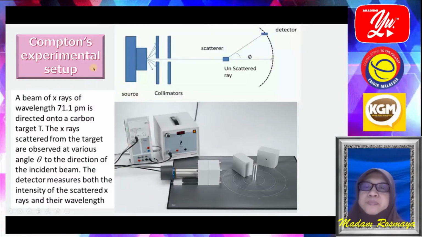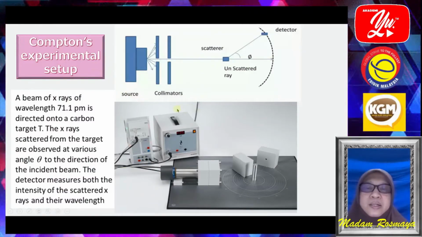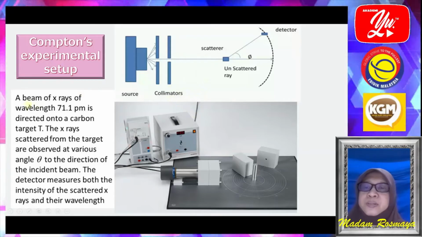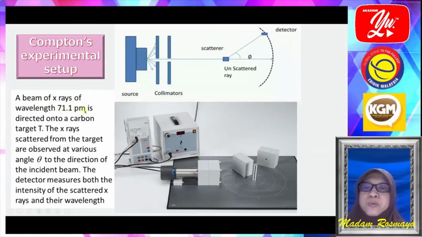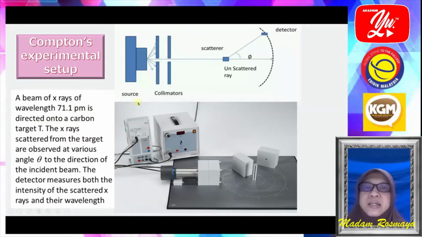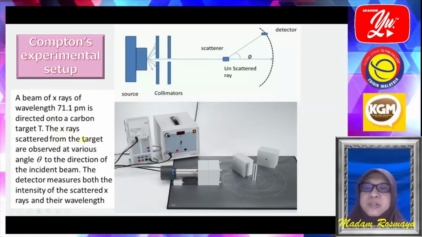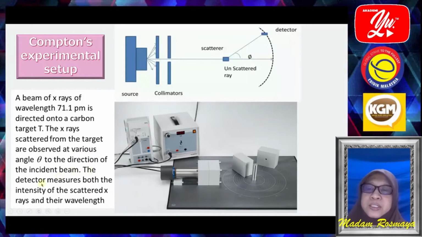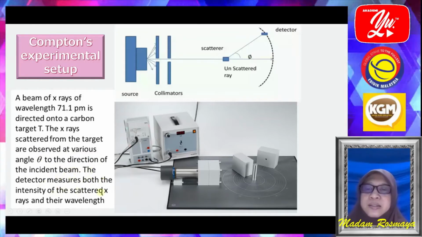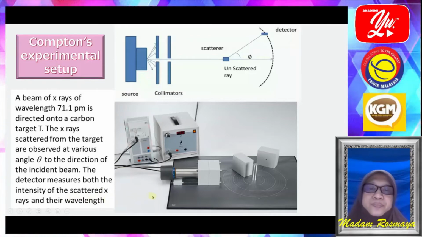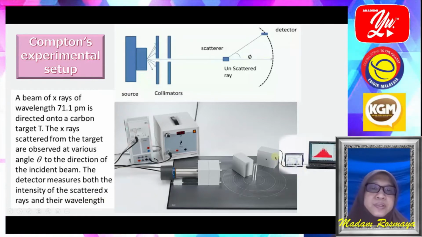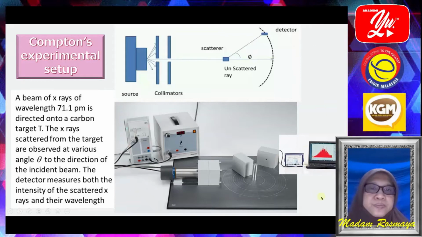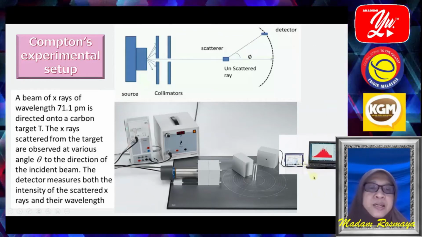So Compton's experimental setup can be done in the lab, like here, the diagram given. A beam of X-rays of wavelength 71.1 pm is directed onto a carbon target T, and the X-rays scattered from the target are observed at various angles theta to the direction of the incident beam. The detector measures both the intensity of the scattered X-rays and their wavelength. Here is the detector, which can be connected to the laptop to do further analysis.